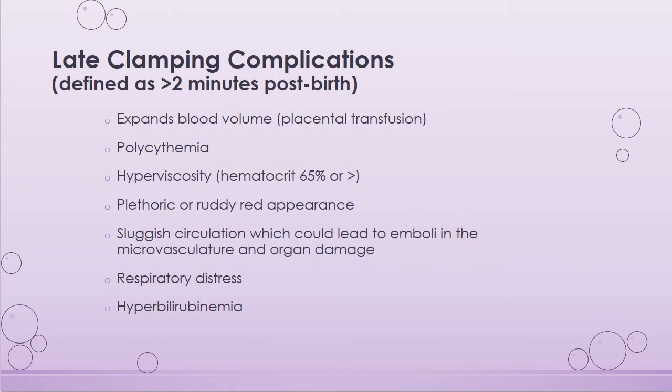So now we need to talk about delayed cord clamping. This is defined as greater than 2 minutes post-birth before they actually clamp and cut the cord. It's supposed to expand the blood volume. It's like a placental transfusion.